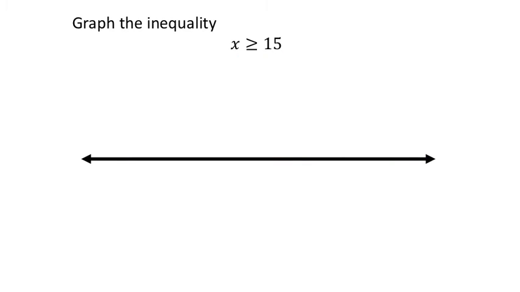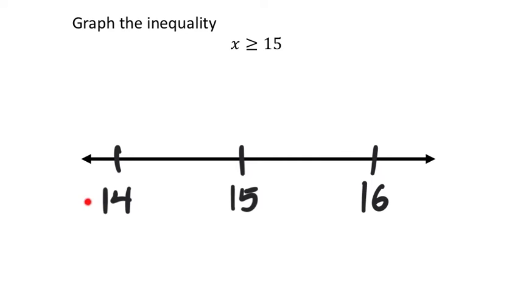Let's try this one too. We've got x is greater than or equal to 15. So again, I'm going to start with my number line. I'm going to put 15 in the middle, which means 14 would be on the left and 16 on the right. Why is this one different? Because these are positives. So of course, the smaller the positive, the more left it should be, okay?